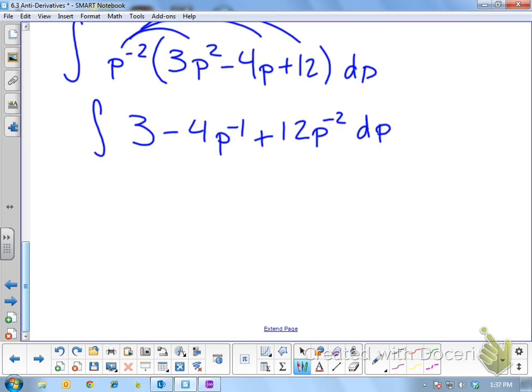So this is the perfect system. Integration here. What's the integral of 3? 3x, or 3p. Remember, this is really p to the 0. So 0 plus 1 is 1. So we get p to the first divided by 1. So we really have 0 plus 1 here. We're dividing by 0 plus 1, so we get 3p to the first.